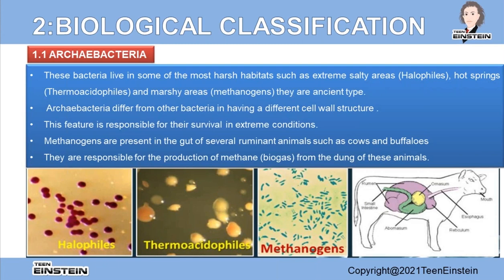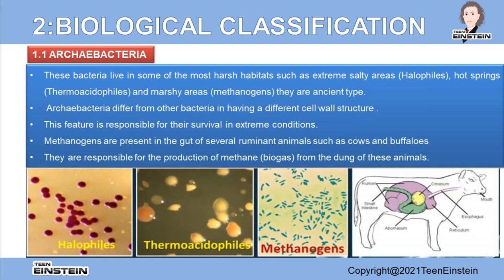Clear? I'm clear, ma'am. So let's move to the first one, archaebacteria. In kingdom Monera, there are two types of bacteria, archaebacteria and eubacteria. Archaebacteria are the ancient bacteria, or the primitive type.